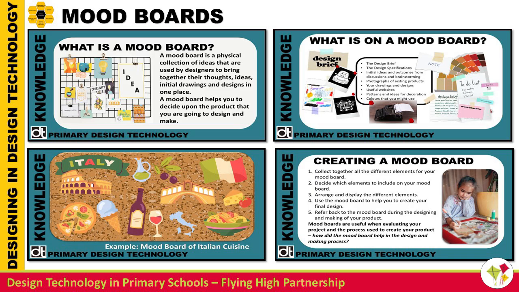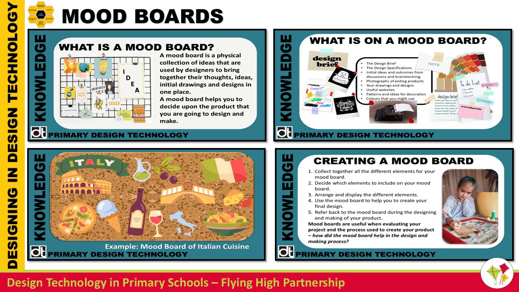In Key Stage 2, children could be presented with a ready-made mood board which they use to help develop their own design ideas. For example, they could be provided with a mood board about Italian food to help them to develop a menu for an Italian restaurant, or for a poster about an Italian meal they have designed and made.